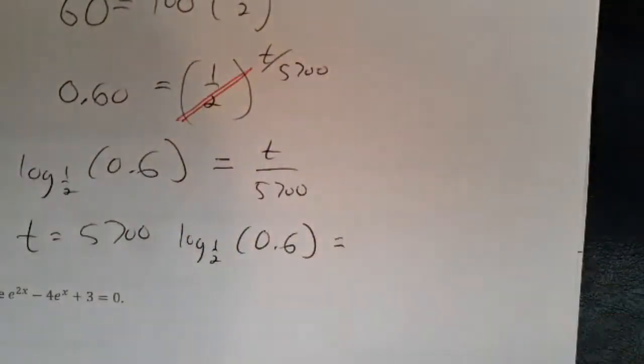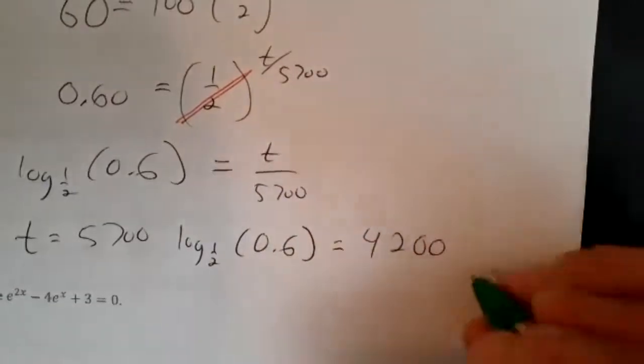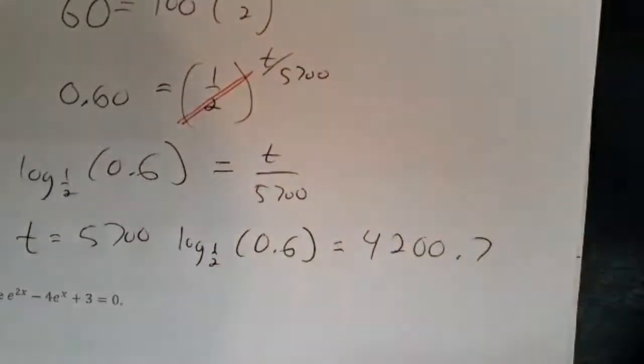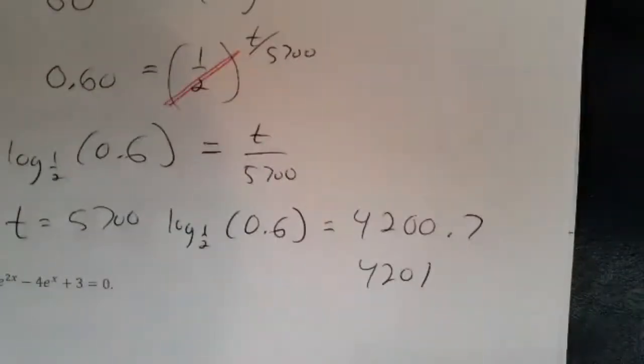And now it's calculator check time. Can we do log of 0.6 over log of 0.5? You could probably convert that to 0.5. It would save you a little bit of time. We divide those two logs, we multiply by 5,700, and I'm getting something around 4,200.7, which you might as well just round to 4,201 years. Am I coming up on there? Okay.